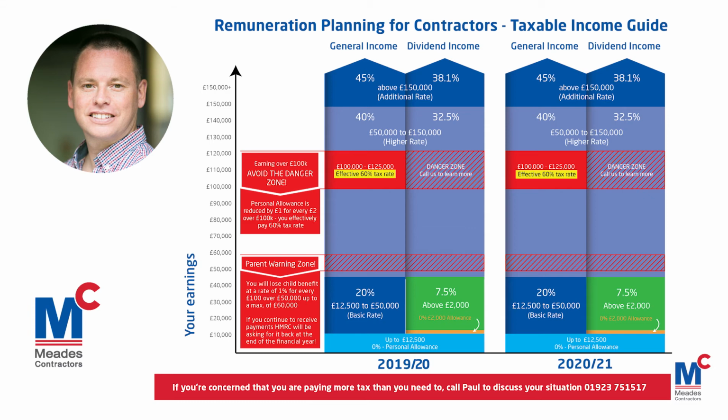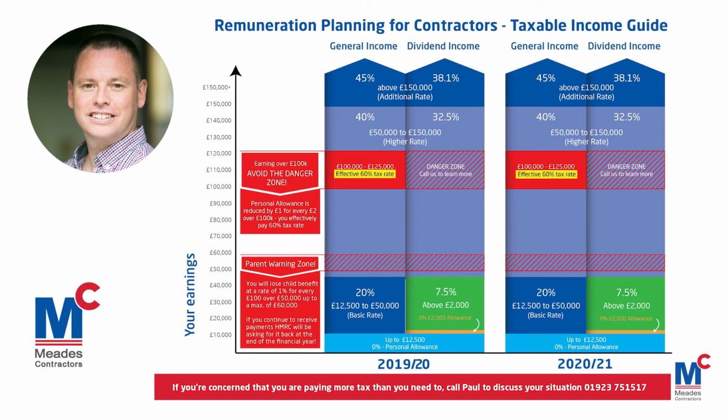The point at which we then hit the next threshold, which is over and above £100,000, is where you have an effective tax rate of 60%. And so this is a very large warning area for anybody above that rate. And it's because essentially you start to then lose your personal allowance. For every £2 over 100,000 that you earn, £1 comes off your personal allowance.